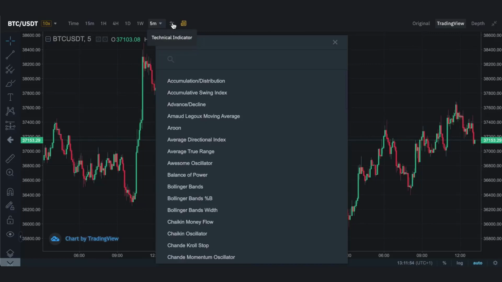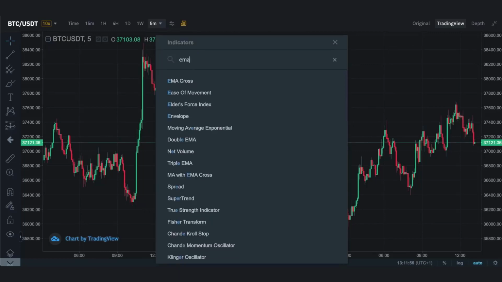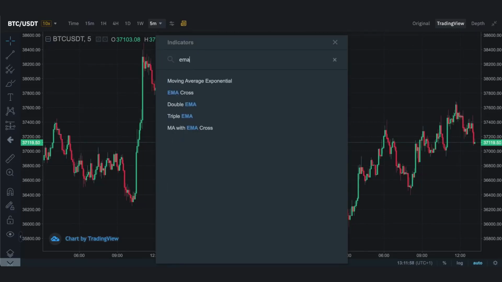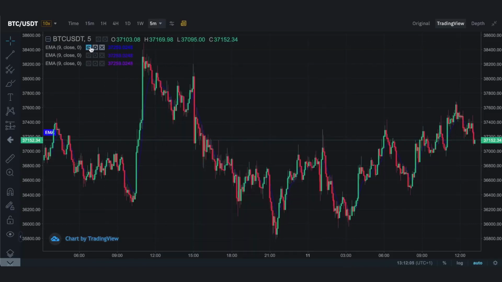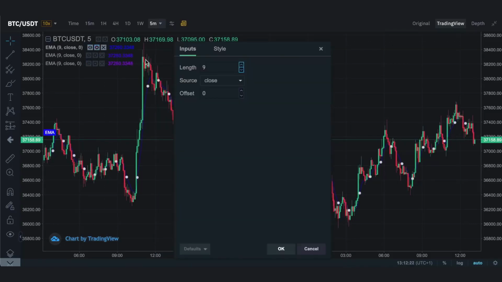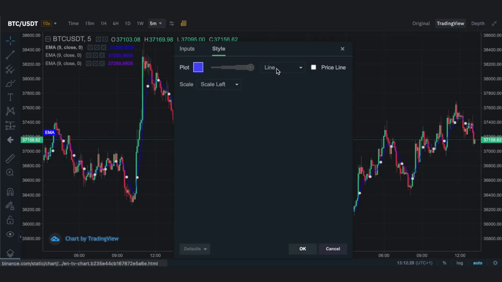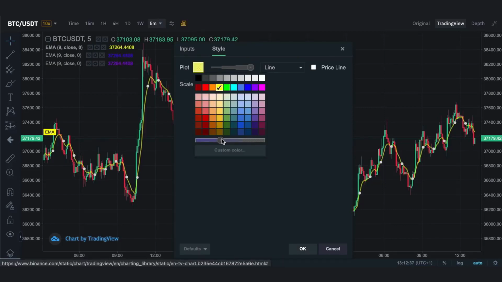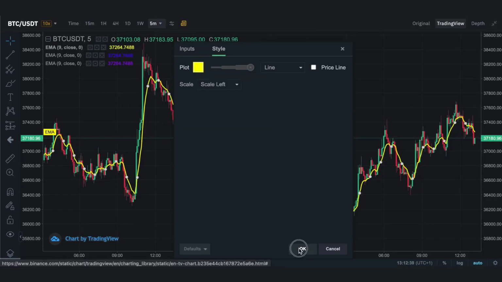And then I'm going to choose technical indicators, type in EMA, and it should come up. You can see the moving average exponential. Click on that 3 times because I want to add these 3 EMAs. Then we can go over to the format option and change it. This one is actually 9 periods already. You can see the length is 9, so we won't change that. You can change the style to suit you, changing the color and also the opacity. Do that for all of these.